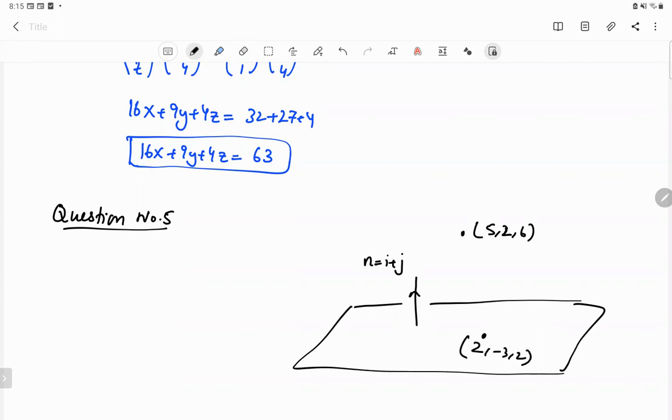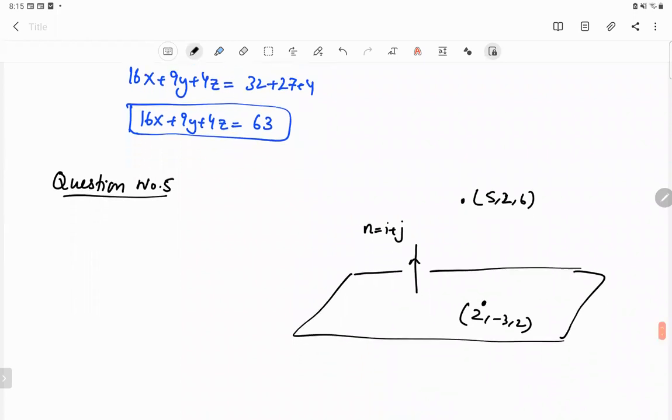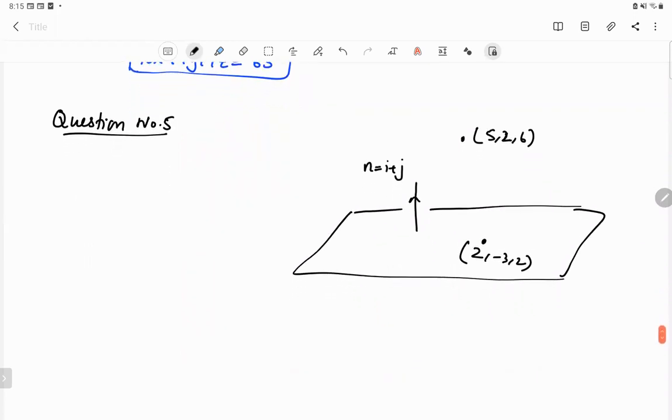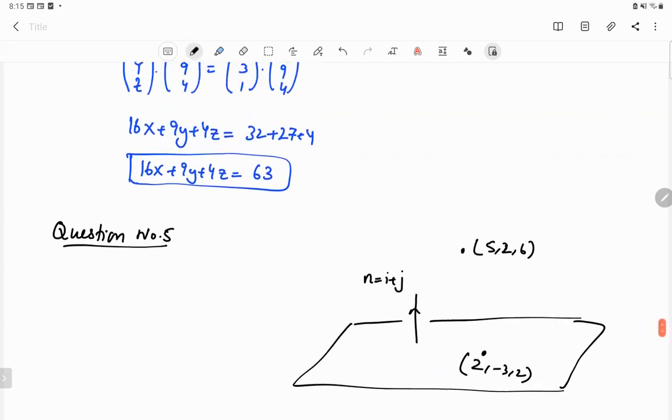Okay. Here, how can we do this? How can we find the distance of a point from a plane? First of all, I would like to find the equation of the plane. So our first job is to find the equation of the plane.